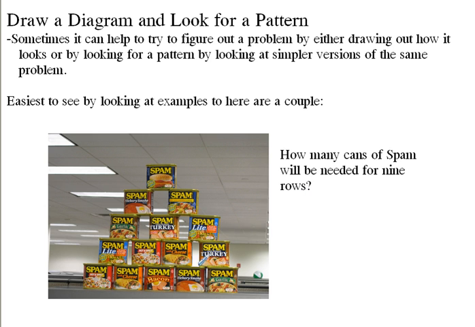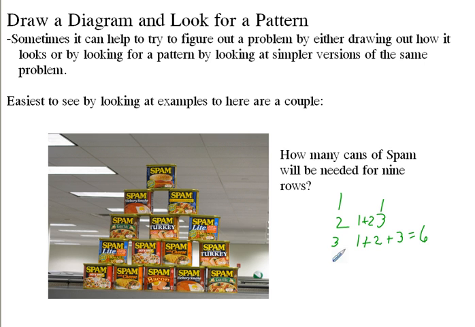Now, if we were to make a pyramid of Spam cans, then we would see there's 1, 2, 3, 4, 5 rows there. How many are needed for 9? And we start looking and say, okay, for one row, it's just going to be 1. For 2 rows, it's going to be a total of 3 because it's 1 plus 2. For 3 rows, it's going to be 1 plus 2 plus 3, and that's going to be equal to a total of 6. And you can get the idea.